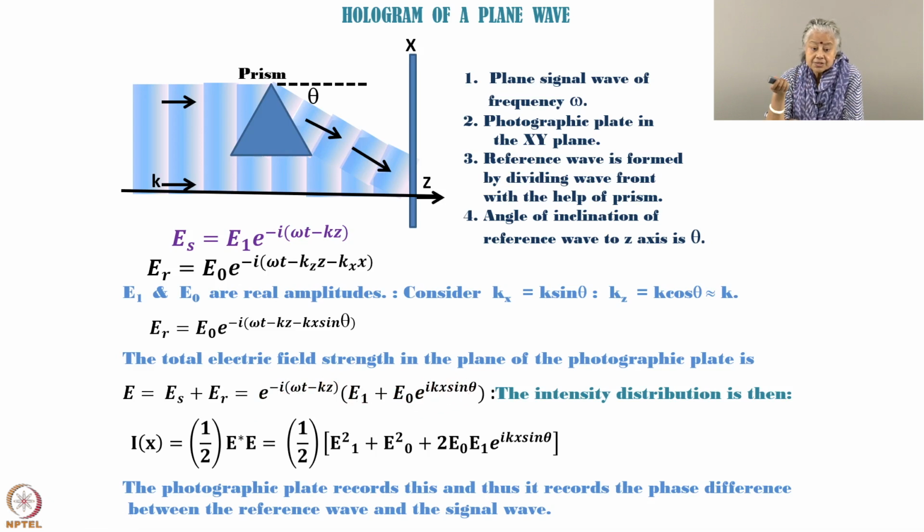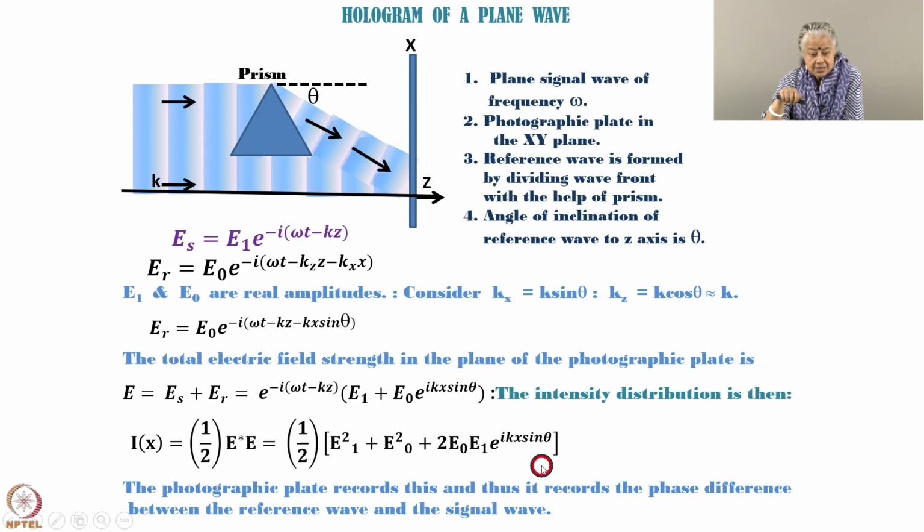The intensity distribution then, intensity distribution is E star E or mod E whole square, however you want to say it. So I take E star E of this whole part. So it turns out to be E1 square plus E0 square plus 2 E0 E1 cos(kx sin theta).